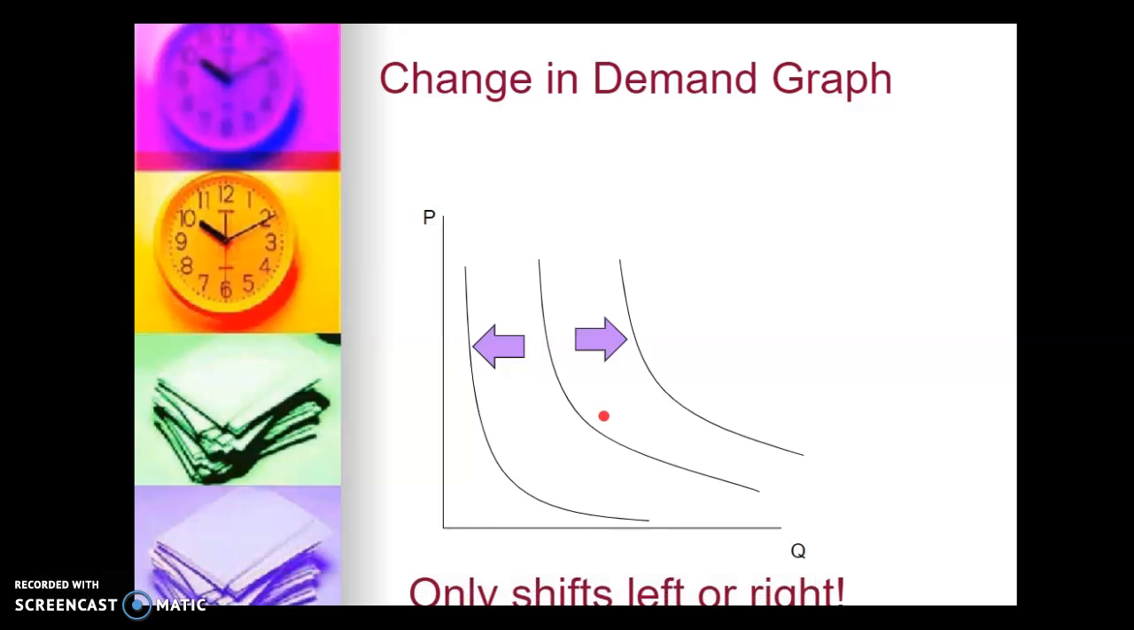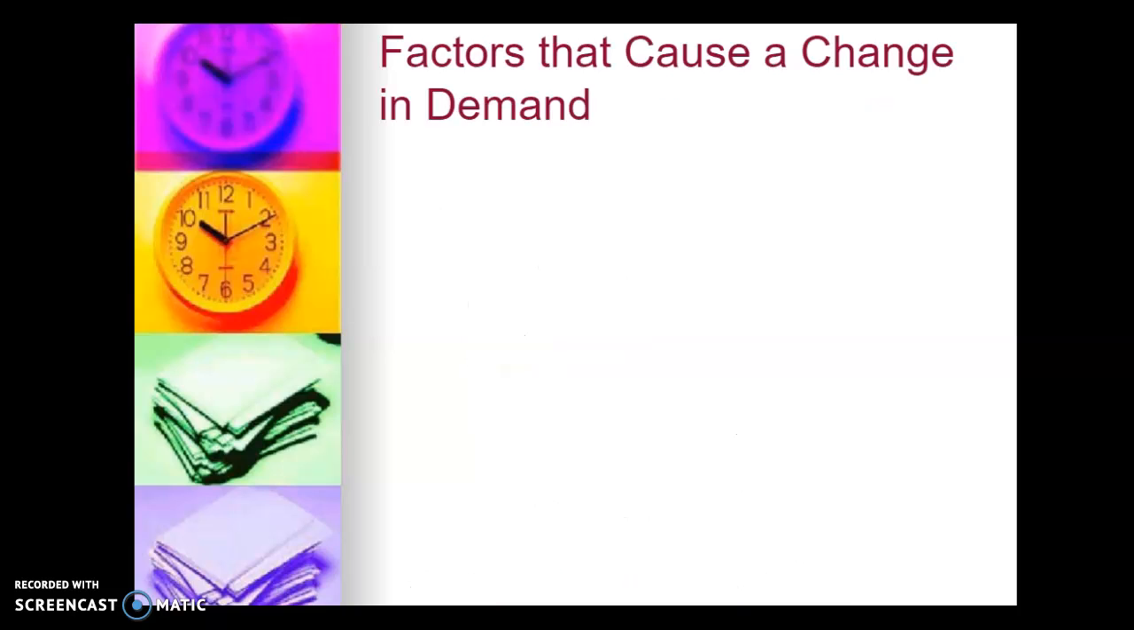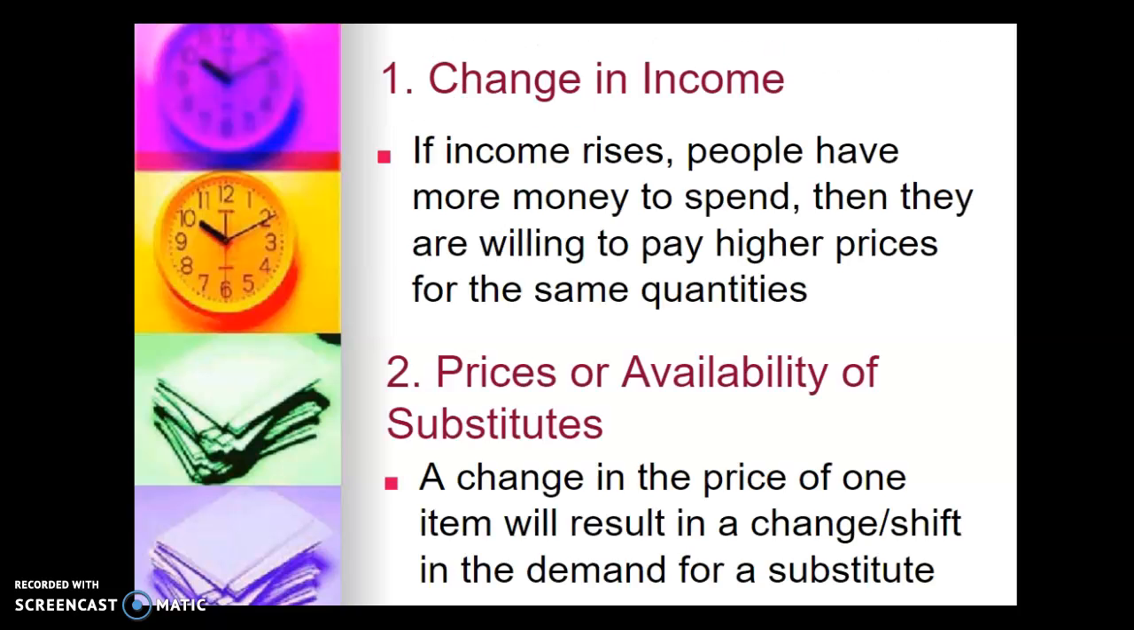And we're going to talk now about some factors that would cause a change in demand. So again, factors that cause a change in demand. First one's a change in income. Pretty self-explanatory here. If your income rises, people have more money to spend, they're willing to pay higher prices for the same quantities. And vice versa, if your income decreases, you have less money to spend, then you're not going to be willing to pay high prices for the same quantities. Okay, so that change in income is going to be a big factor. You get a raise, you might have the want and ability to spend more on something else. Whereas you lose your job, you need to cut some things out.